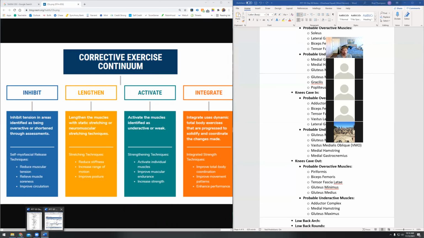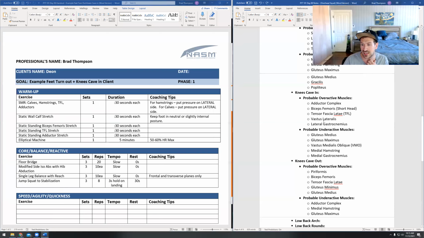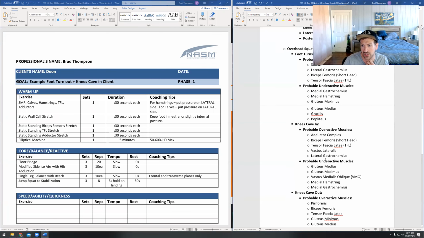And the underactive muscles are going to be turned on when I do specific strengthening movements that target them in particular. So remember, our underactive muscles for the knees caving in and the feet turning out are the gluteus medius and gluteus maximus, the VMO, medial hamstring, and medial gastrocnemius, and then our knee stabilizers as well.